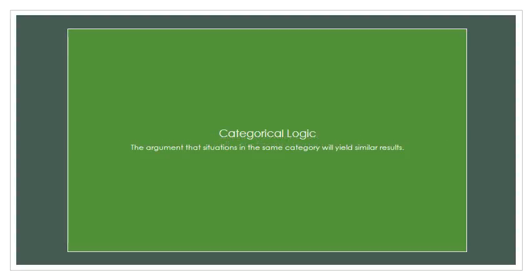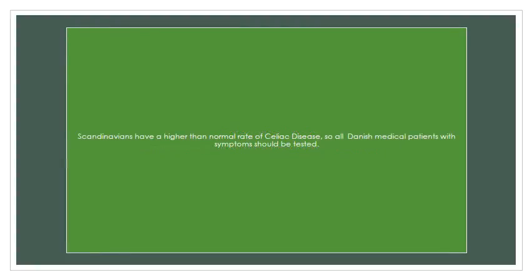The next kind of inductive reasoning is categorical. Okay, this is the argument that situations in the same category will yield similar results. So it's slightly different, but it should work more or less the same way. Scandinavians have a higher than normal rate of celiac disease, so all Danish medical patients with symptoms should be tested. This is actually how a lot of medical work gets done.